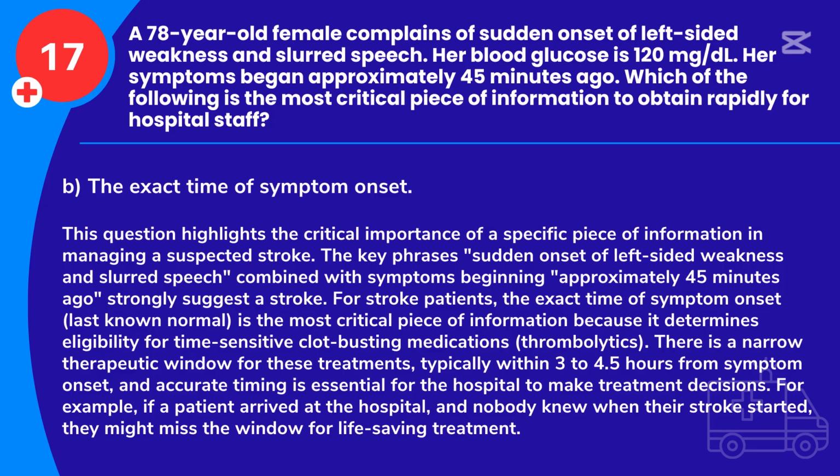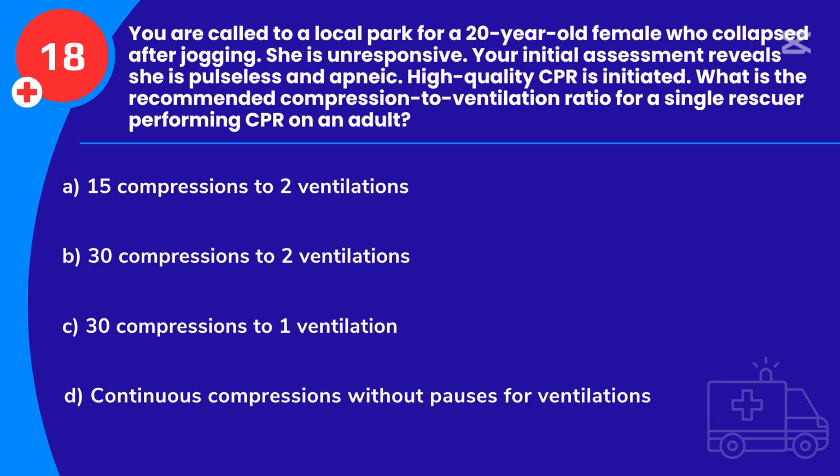of information because it determines eligibility for time-sensitive clot-busting medications, thrombolytics. There is a narrow therapeutic window for these treatments, typically within 3 to 4.5 hours from symptom onset, and accurate timing is essential for the hospital to make treatment decisions. For example, if a patient arrived at the hospital and nobody knew when their stroke started, they might miss the window for life-saving treatment.